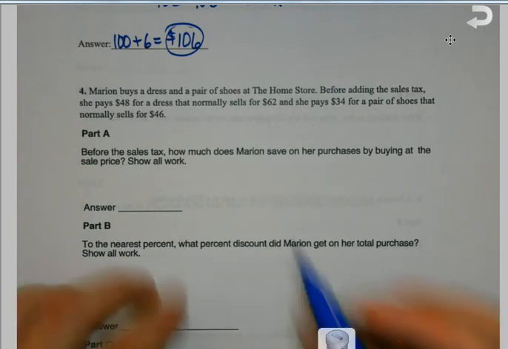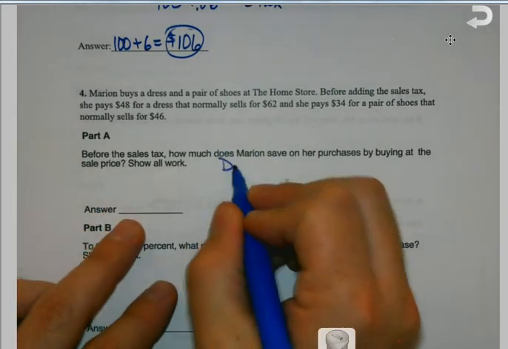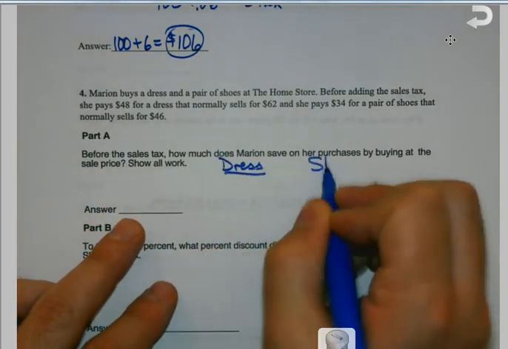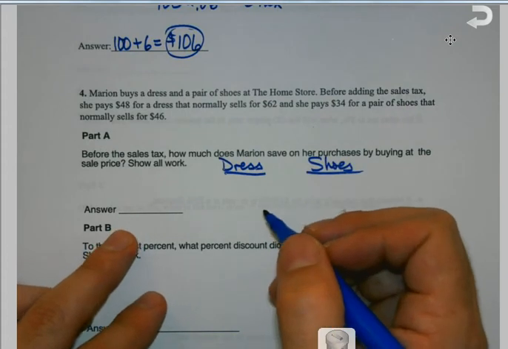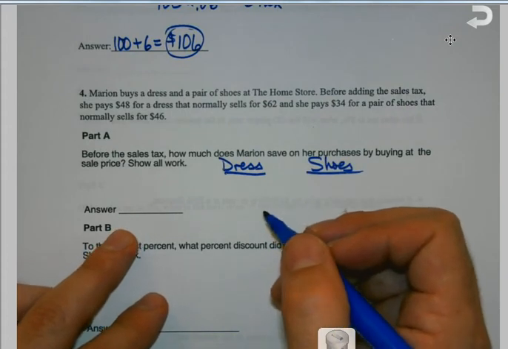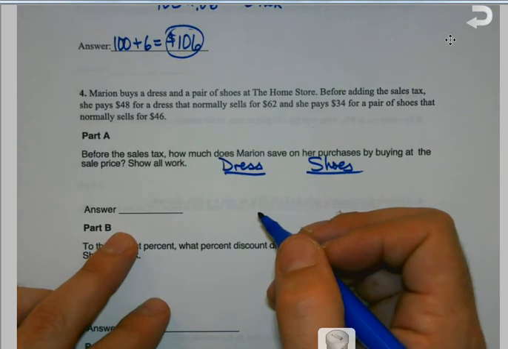Okay, so let's see. We had a dress, and we had some shoes. What was the original price of the dress? More than she paid. That's true, but how much was it?